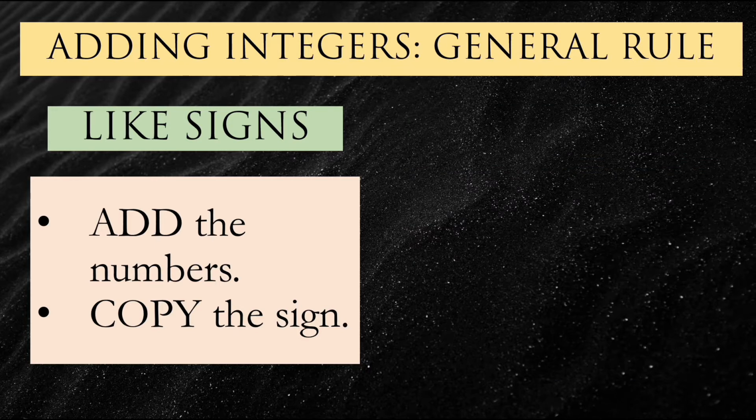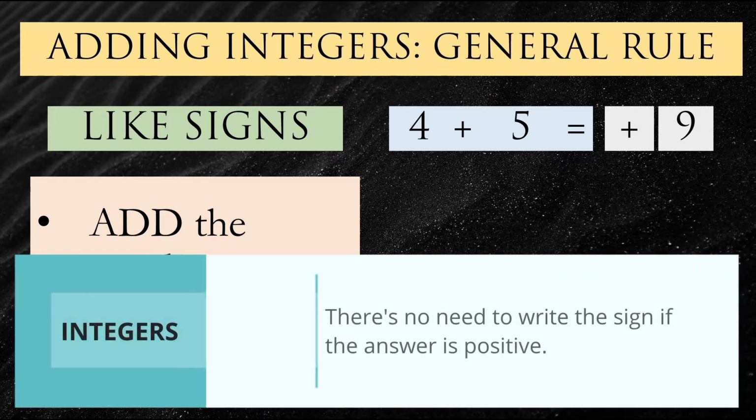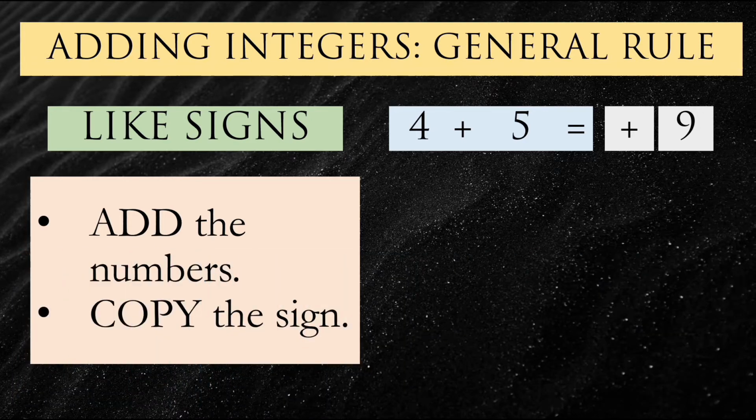So let's have an example for adding integers with like signs. We have 4 plus 5. So let's add the numbers. 4 plus 5 is 9, and then copy the sign. So that's positive 4 and positive 5. The answer is positive. But in general, since we're talking about positive numbers, we don't normally have to write the positive sign. So we may write 9. Okay, I hope that's clear.